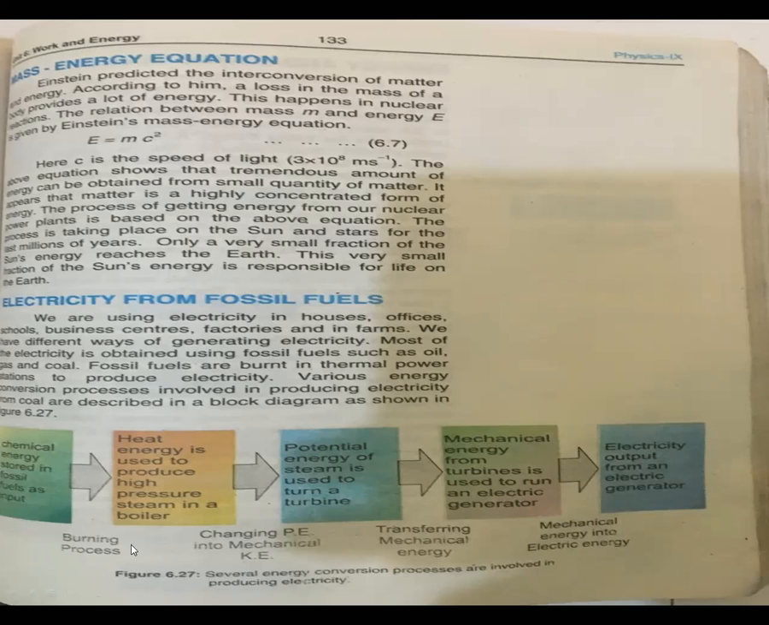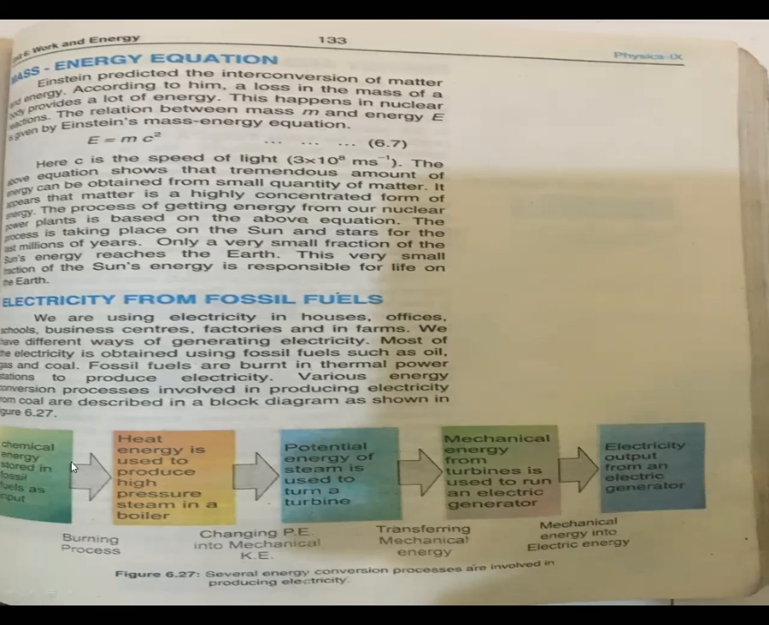Whenever the coal is burned, this is called the burning process. The potential energy is converted into kinetic energy, this kinetic energy becomes mechanical energy, and this mechanical energy is converted into electrical energy. This is the block diagram of what happens whenever fossil fuels are burned. Fossil fuels mean oil, gas, and coal. These are the various energy conversion processes involved in producing electricity from coal.